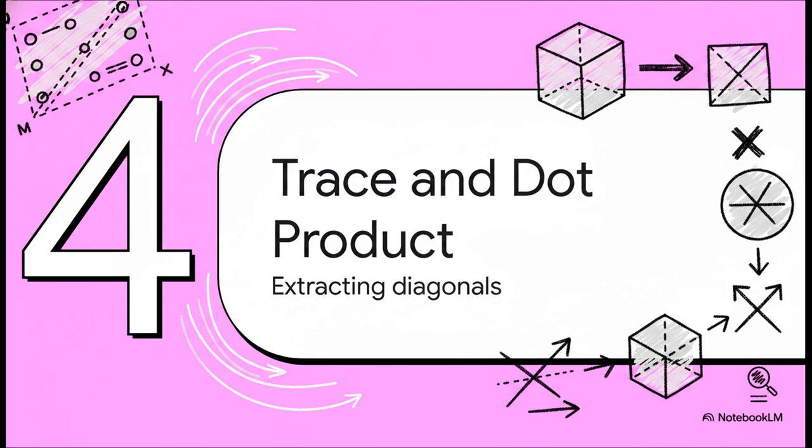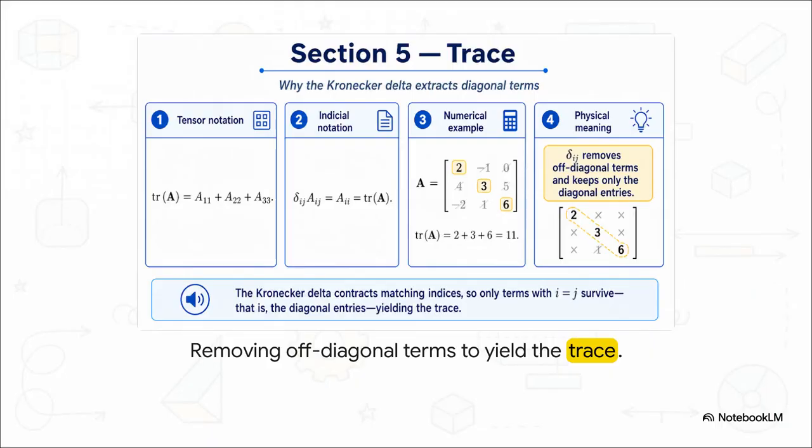All right, Section 4, Traces and Dot Products, Extracting Diagonals and Pairing Components. This brings us to the real power of index contraction.